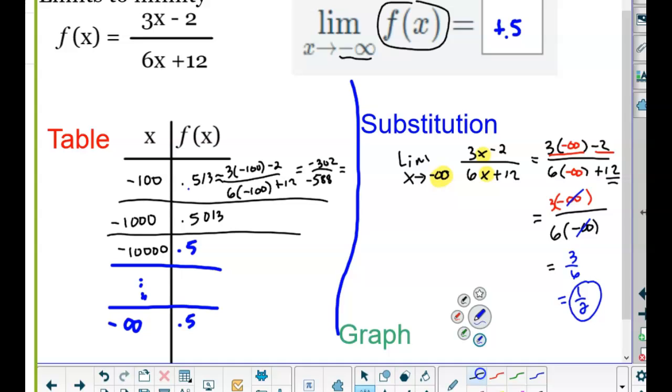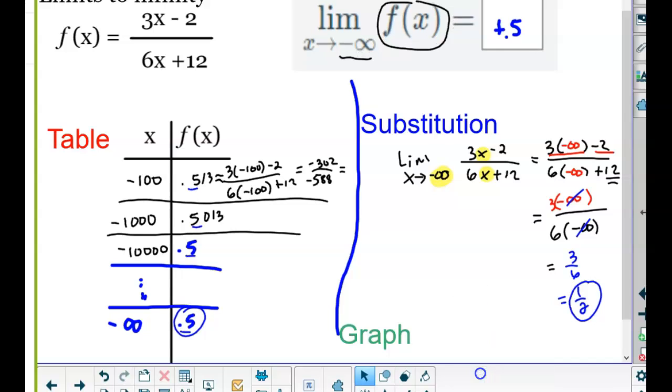And notice my table here. Where were the answers headed? It showed me it was 1/2. Now there's a much better way, a friendlier way to do this without doing all this substitution.